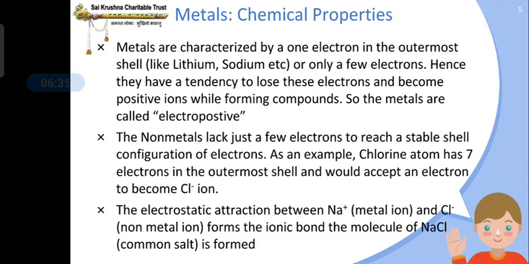The electrostatic attraction between Na+ and Cl- forms the ionic bond, and the molecule of NaCl, that is the common salt, is formed.